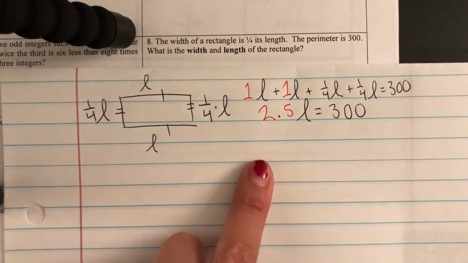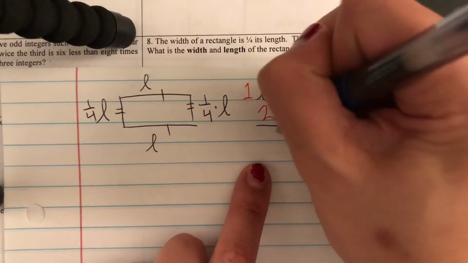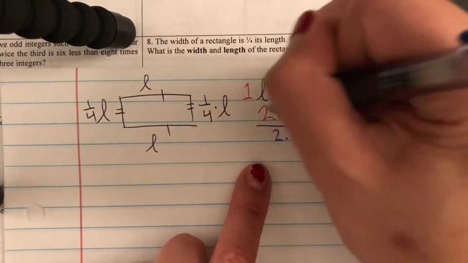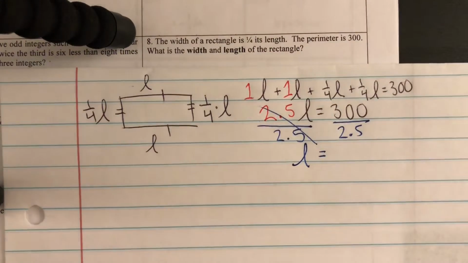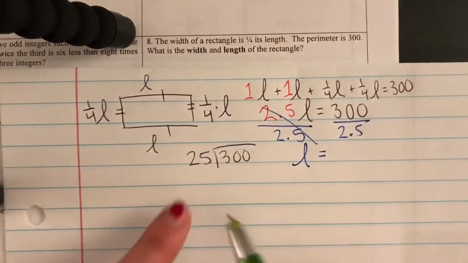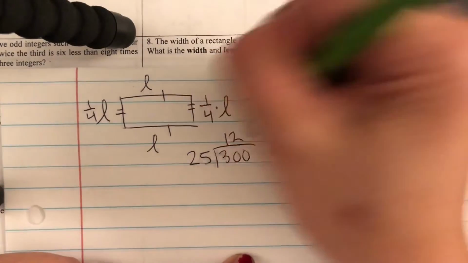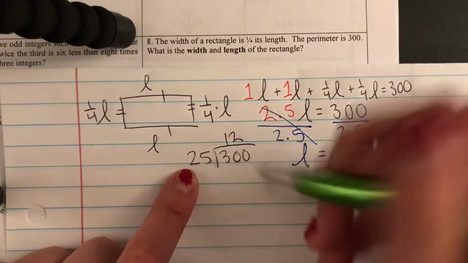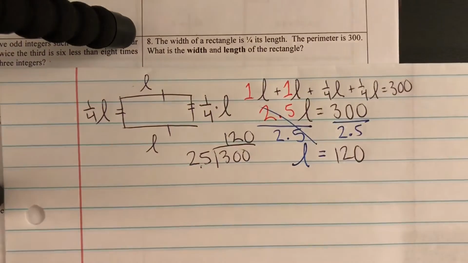My final step to get L by itself is to divide by 2.5. These cancel, leaving L, and when I do 300 divided by 2.5, I'm just going to use 25 for now and then move the decimal later, I'll get 12. But since the decimal is actually here, I'm going to add another spot, and my answer is 120.